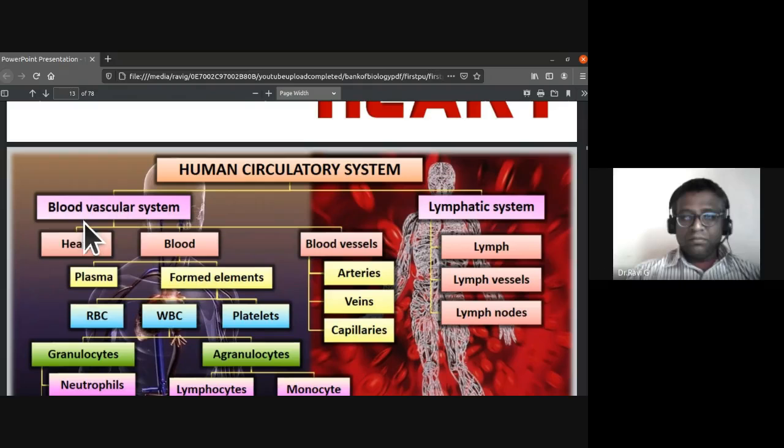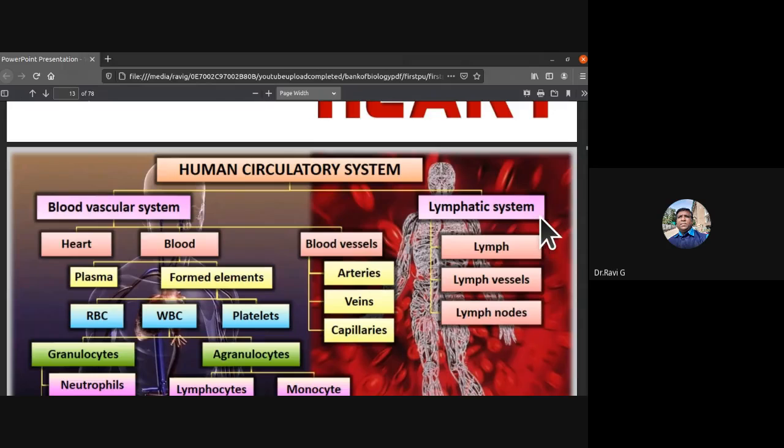There are two circulatory systems that we have. One is the blood vascular system, another is the lymphatic system. The lymphatic system has lymph. Lymph is a colorless fluid. They have lymph vessels and lymph nodes. So the lymphatic system consists of the fluid lymph, lymph vessels, and lymph nodes. The blood vascular system consists of heart, blood, and blood vessels.